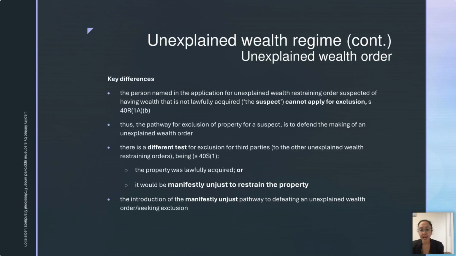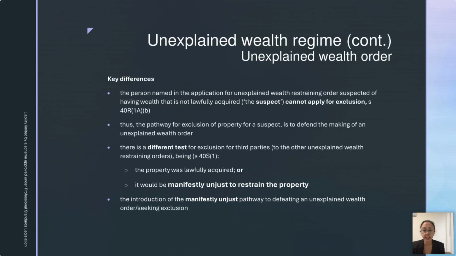So that is also the first time in the Confiscation Act that we've seen the use of manifestly unjust. There's no other reference to that concept of manifestly unjust. That'll be interesting how that plays out in the courts, how that is used to a respondent's advantage in opposing the making of an unexplained wealth order.